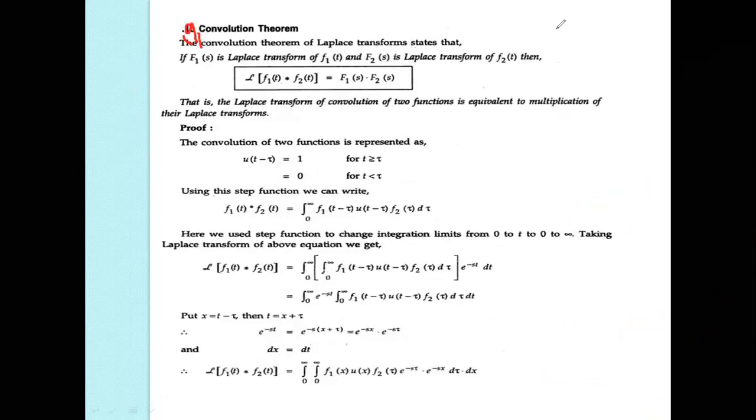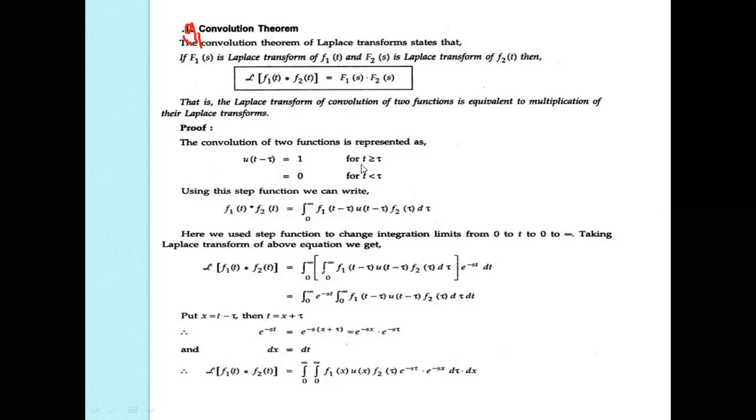Convolution theorem. So what is the convolution theorem? You already know it from the Fourier transformation and the Fourier series: if the time domain is a convolution, the frequency domain is a multiplication. Here also, we can take two signals, f1 of t and f2 of t, convolve both signals, then apply the Laplace transformation, and in the frequency domain it is a product. So if F1 of s is the Laplace transformation of f1 of t, and F2 of s is the Laplace transformation of f2 of t, then the Laplace transformation of f1 of t convolved with f2 of t is equal to F1 of s times F2 of s. Got it, my dear students?